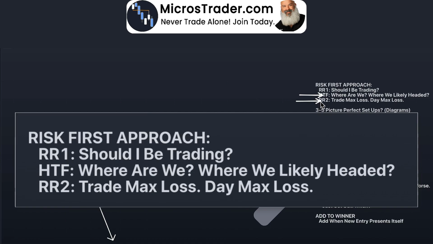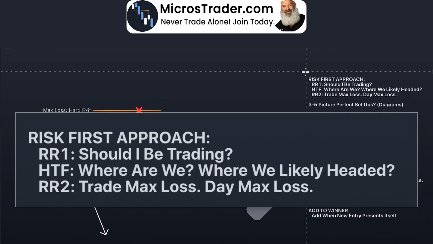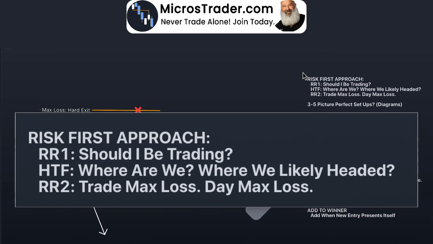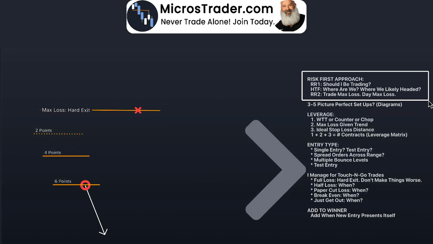Next thing is, have you decided your max loss? This was risk rule number 2, your max loss per trade and your max loss per day. We need all of this information to even be trading. We need this information to even be trading, okay? Must have that.